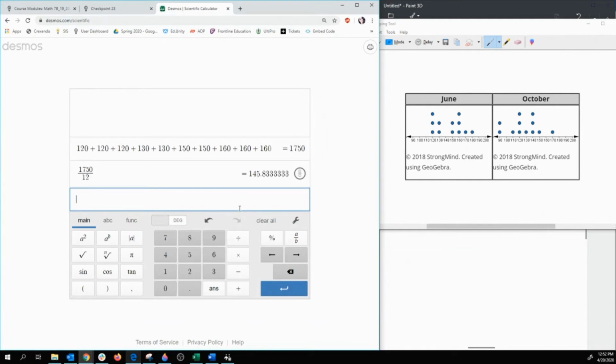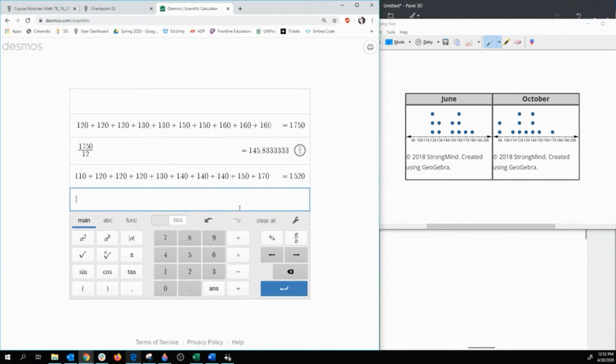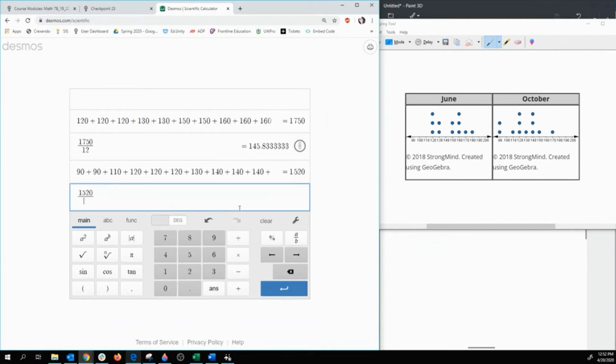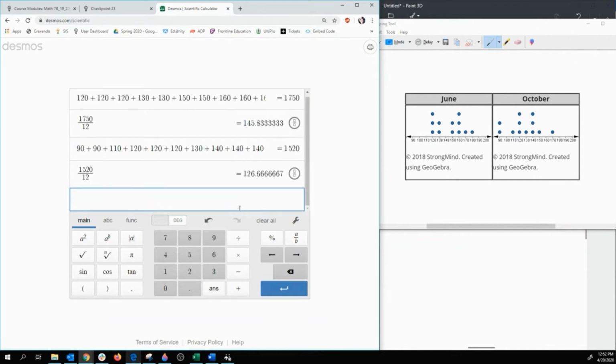Now let's figure out the average for October. I have 2 dots above 90, 1 above 110, 3 above 120, 1 above 130, 3 above 130, 1 above 150, and 1 above 170. That gives me 1520, and I'm going to divide that by the total number of dots that I have for October, which would be 5, 10, 12 as well. So it looks like my average for June is going to be around 146, and my average for October is going to be around 127.